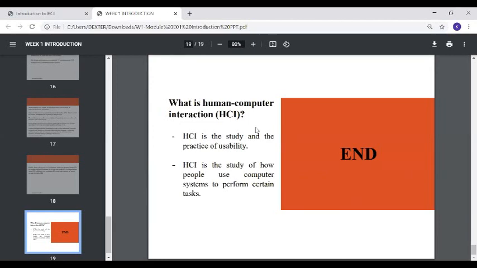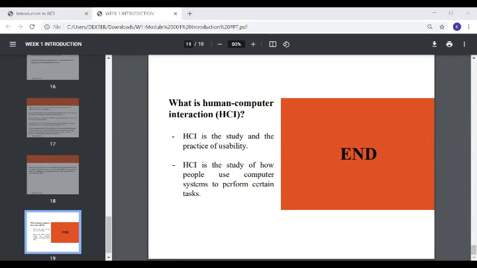So again, the question is, what is human-computer interaction? The answer is that HCI is the study and practice of usability. HCI is the study of how people use computer systems to perform a certain task. The importance of human-computer interaction in technology has increased tremendously. The goal of HCI is to improve the interaction between the user and the computer by making computers more user-friendly and receptive to the user's needs.